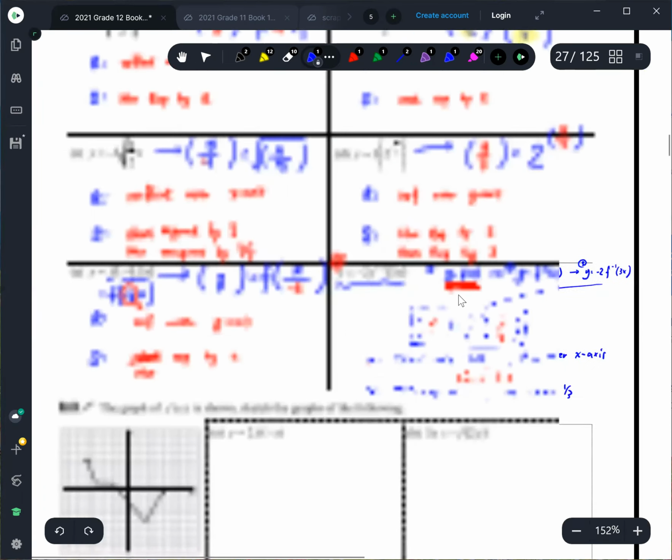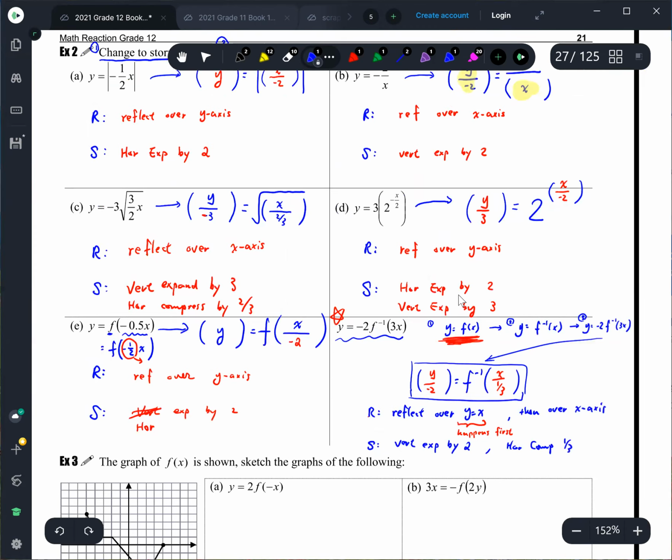What's the point of figuring out the transformation, right? It's so that we can apply it to the graphs.